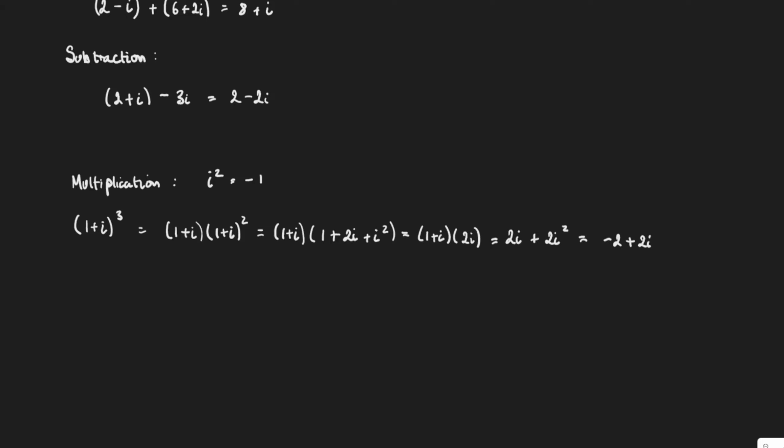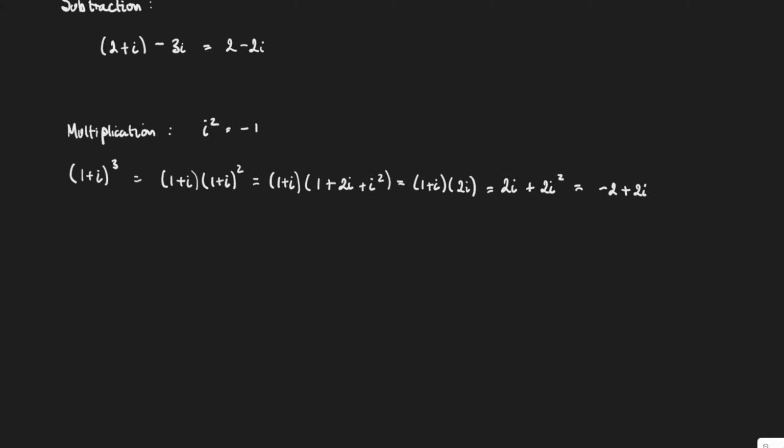You multiply how you would a normal number, so you multiply the real parts by the real parts, and the imaginary parts by the imaginary parts, and you're left with a complex number at the end. Sometimes you're not. Okay.